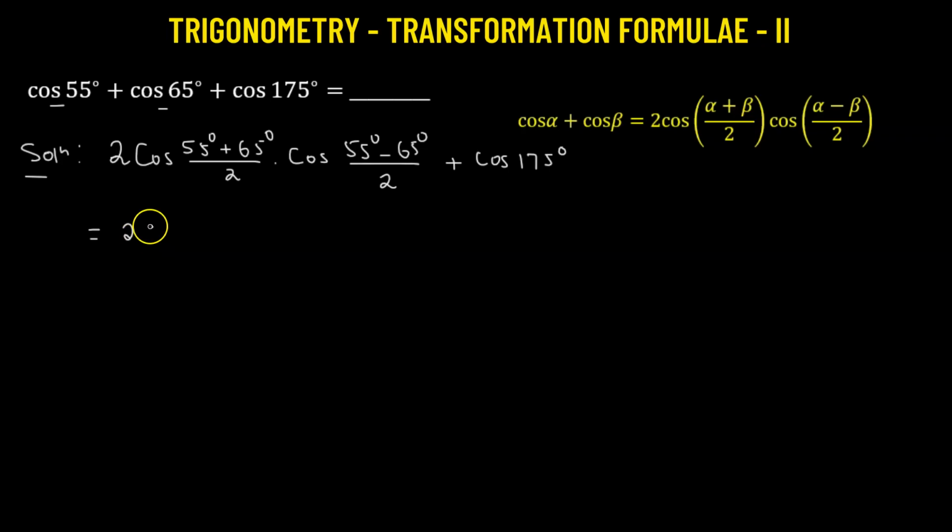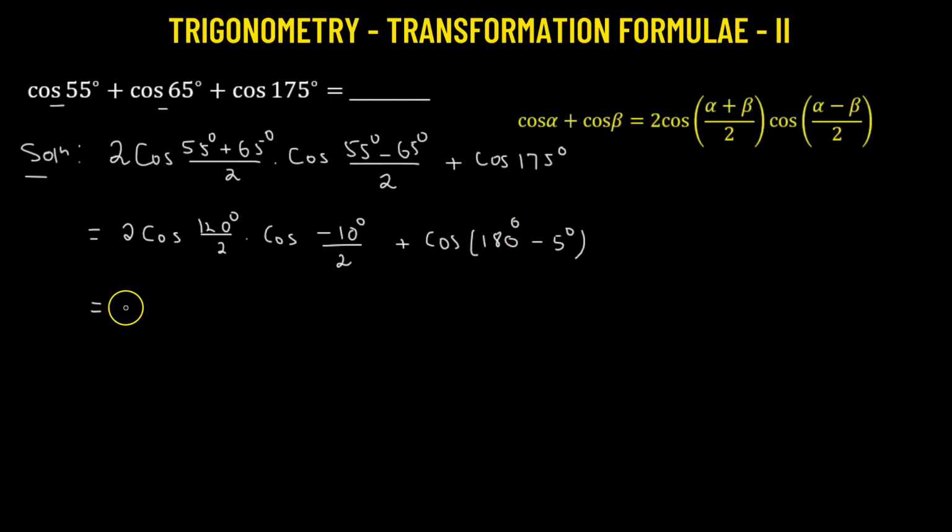This will be equal to 2 times cosine of 120 degrees divided by 2, multiplied by cosine of negative 10 degrees divided by 2, plus cosine of 175. So let's rewrite this. 175 can also be expressed as 180 minus 5 degrees. So this will be equal to 2 times cosine of 60 degrees times cosine of negative 5 degrees plus. Now let's try to figure out the value of cosine of 180 degrees minus 5.